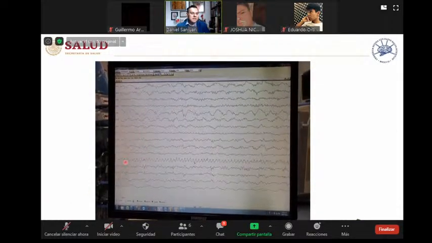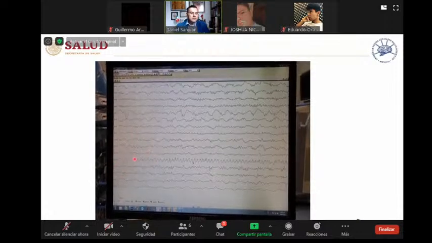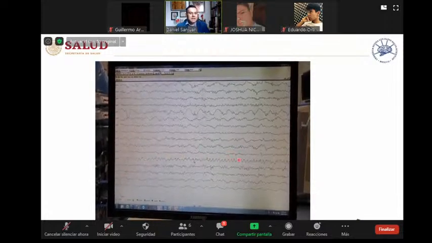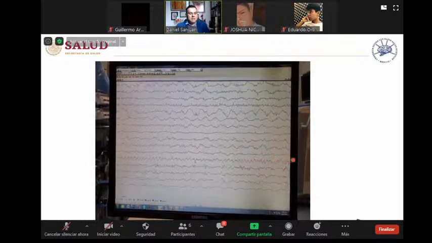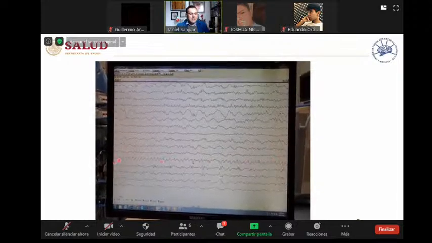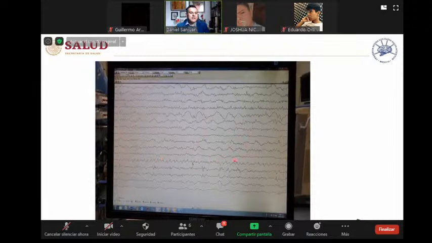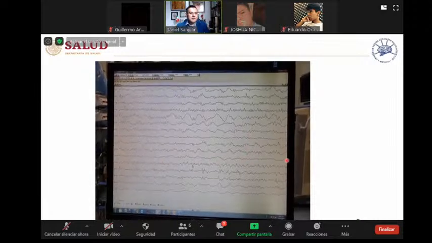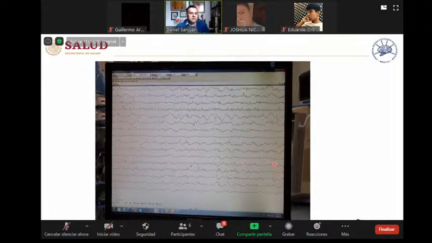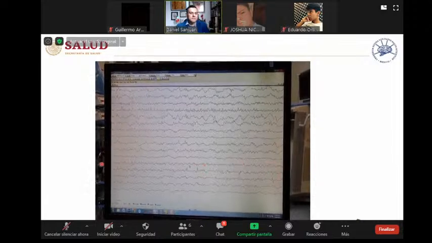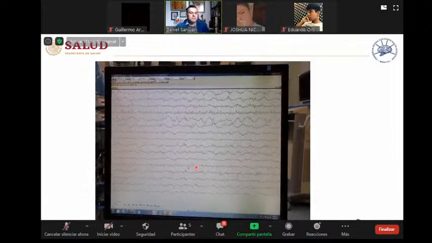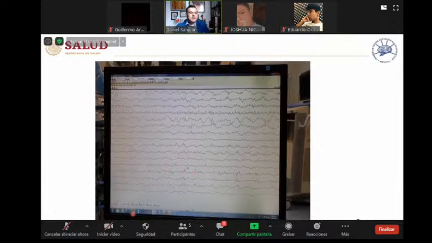You can see here the continuous epileptiform abnormality without any clinical manifestation of the patient because it's under anesthesia. This is an ictal event. Electrographic seizure is the other name. And then it stops, and you don't see it anymore.